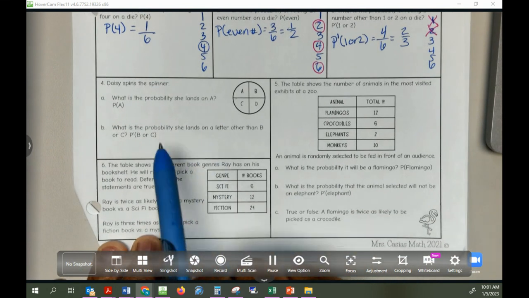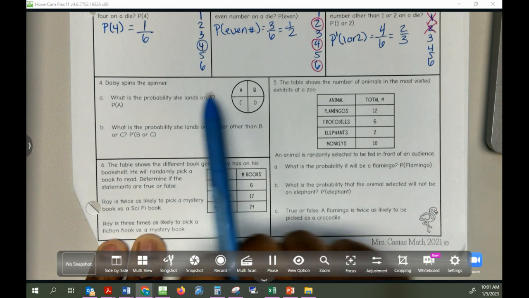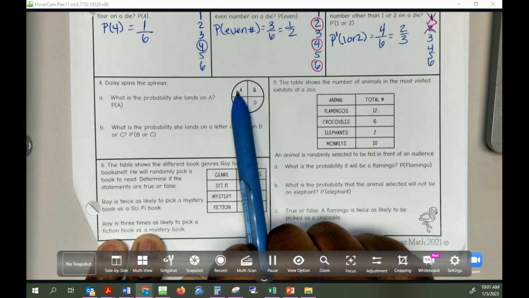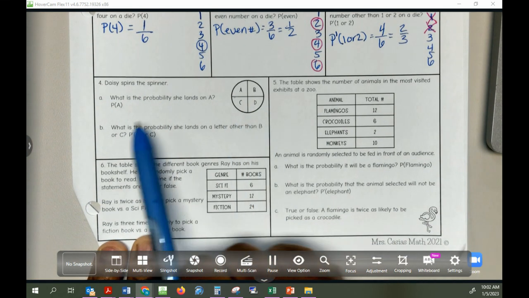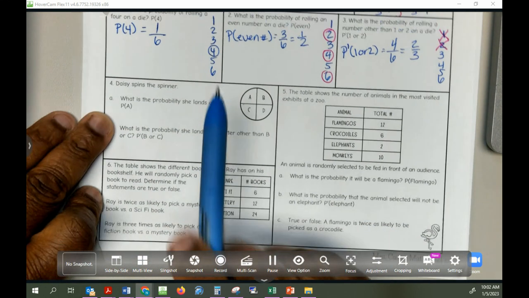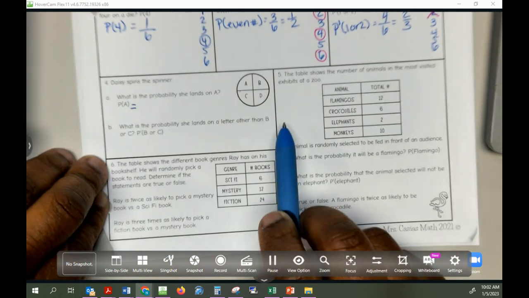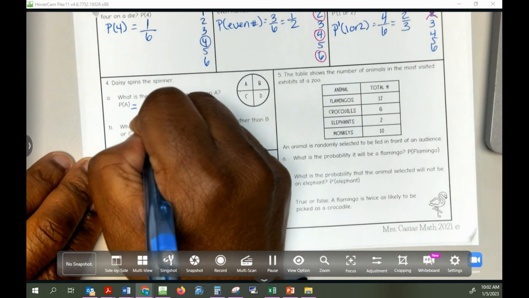All right, we're at Hector. So Hector, this one is getting a little more complicated. It says Daisy spins the spinner. So we have a spinner here with A, B, C, D. It says, what is the probability that she will land on A? So the probability of getting to A will be what? 1 out of 4. Great job.